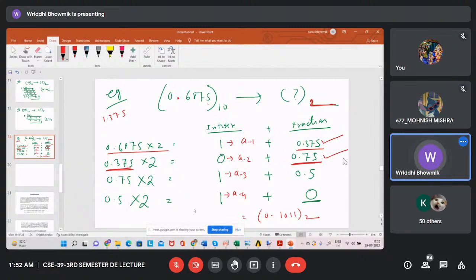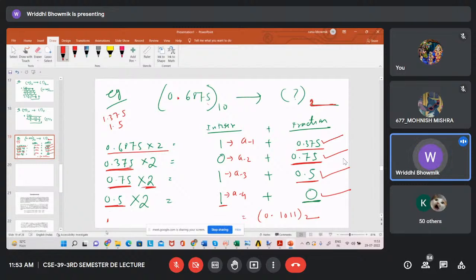Then again you take this 0.75, and we multiply this by 2, and we have a value 1.5, and 1.5 is divided into two parts. The integer is 1 and the fraction is 0.5. You see the fraction is still not 0. I will take this fraction, write it over here and multiply it by 2, and this result is nothing but 1. So 1 means only the integer part is present and the fraction part vanishes. So right now it is the time to stop.